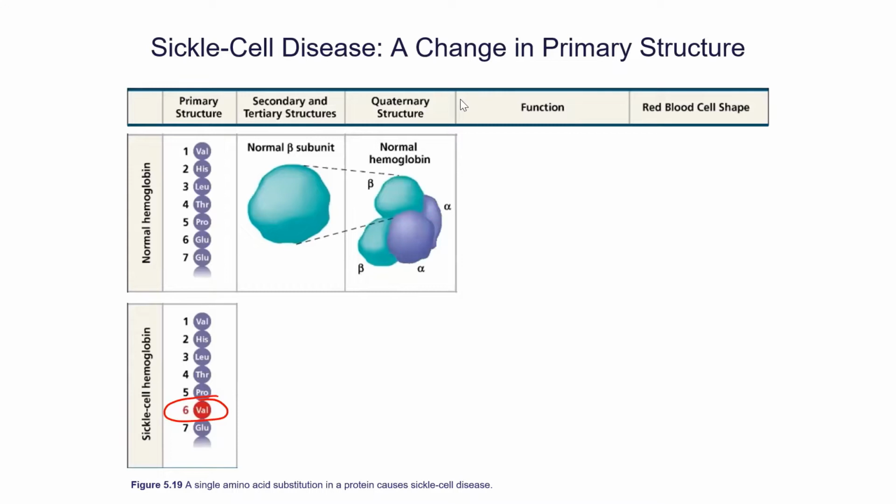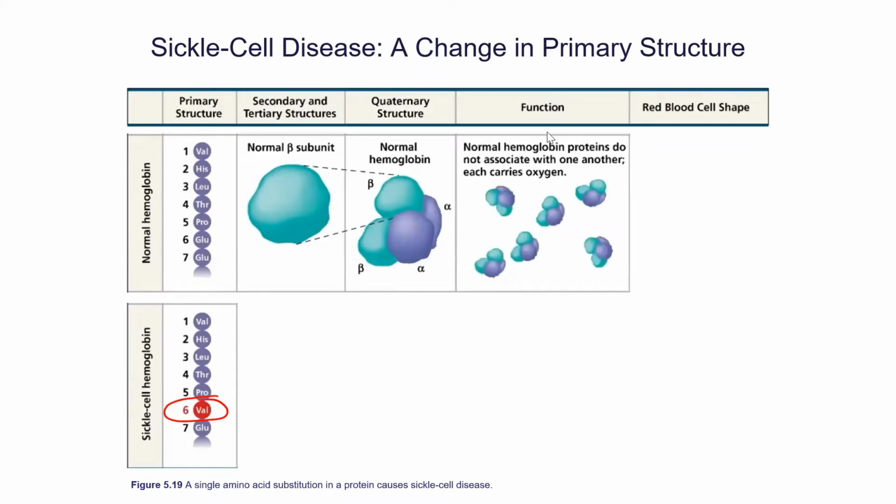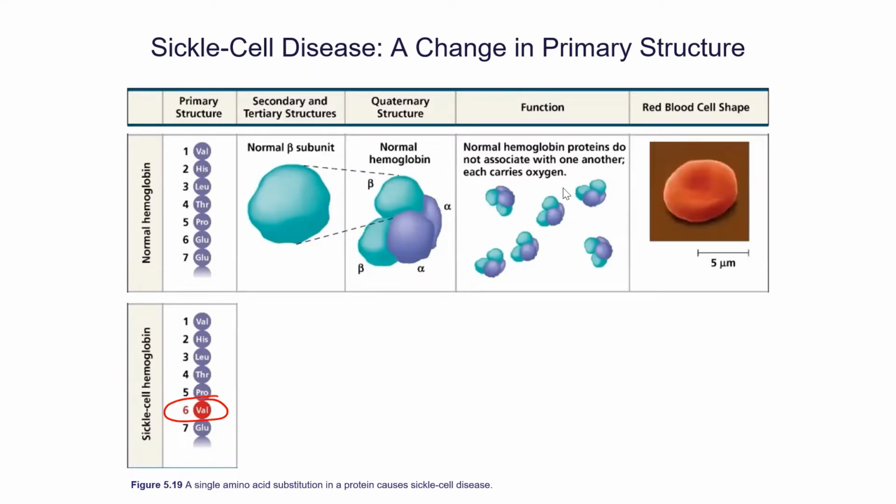So you can see normal hemoglobin. We have the proteins made at the ribosome. It folds, makes these proteins. In fact, it has a quaternary structure. It's got 4 protein molecules, and it transports blood. And so there it is. It's carrying the oxygen, and you've got red blood cells that look something like that.